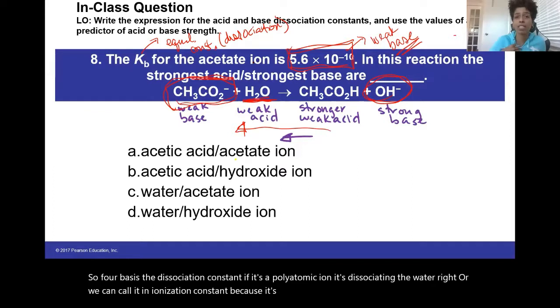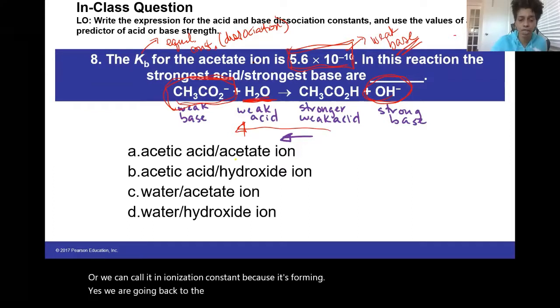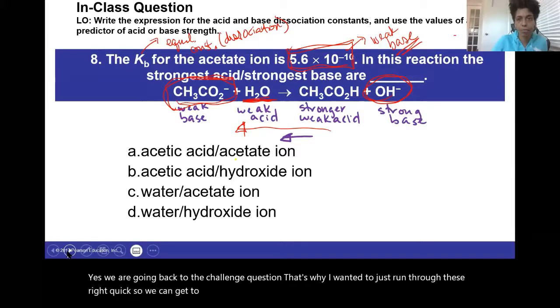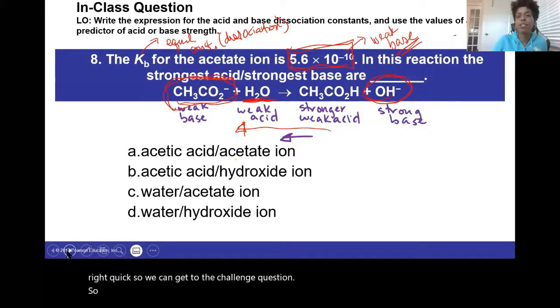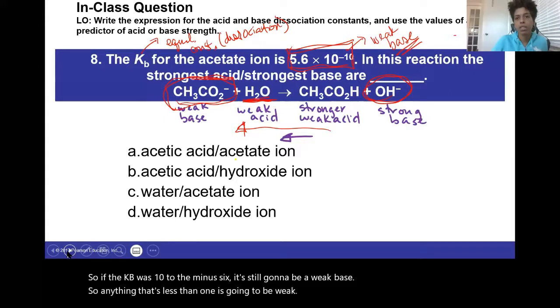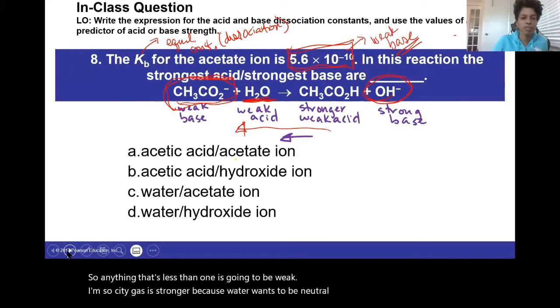Yes, we are going back to the challenge question. That's why I wanted to just run through these right quick so we can get to the challenge question. So if the Kb was 10 to the minus 6, it's still going to be a weak base. So anything that's less than 1 is going to be weak. So acetic acid is stronger because water wants to be neutral. Yes, you could say that.